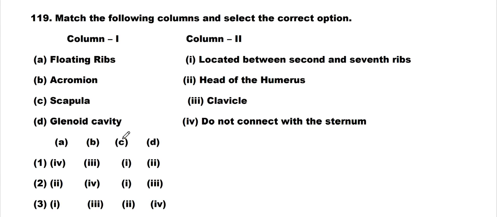Okay. Floating ribs do not connect with the sternum. Acromion process is connected to the clavicle. Next, scapula. Scapula is a triangular bone located between second and seventh rib. Glenoid cavity is into which the head of humerus fits. For the question 119, the answer is 1.